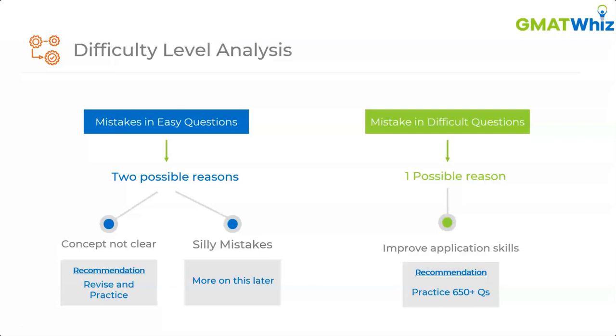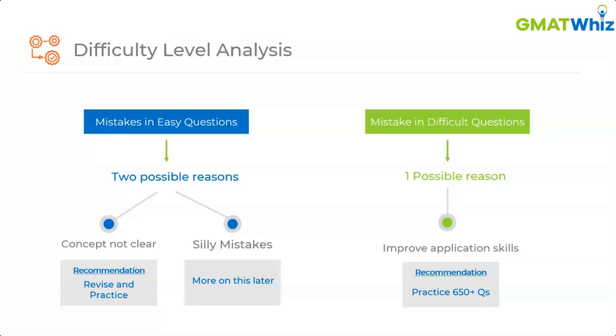So segregating it in this way, topic level and difficulty level, you'll be able to understand which kind of topics you need to work in. So for example, in inference, if you're getting easy questions of inference wrong, in both CR and RC, you know that your concepts are not clear and you need to work on the concept first before moving on to the questions.